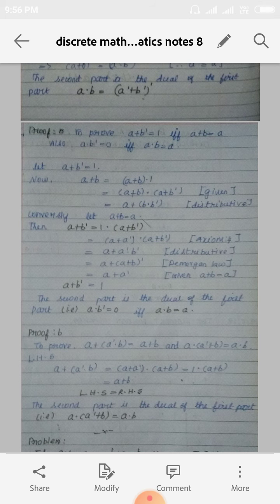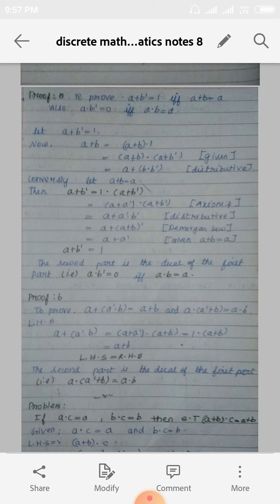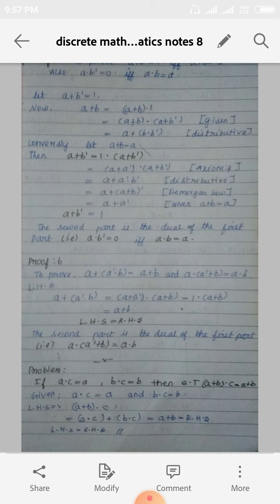So now A plus B can be written as (A plus B) dot 1. That is nothing but (A plus B) dot (A plus B'). So let us take A plus (B dot B'). That is the distributive property. Conversely, A plus B is equal to A means that A plus B' is equal to 1 into (A plus B'). That is (A plus A') into (A plus B'). Therefore, A plus (A' dot B').